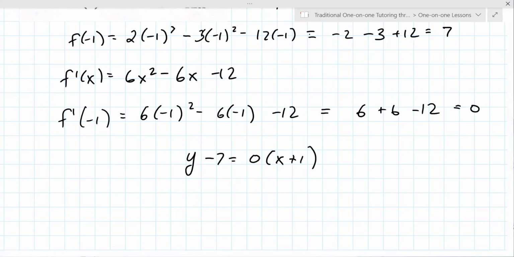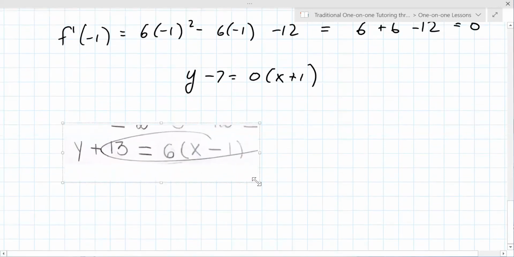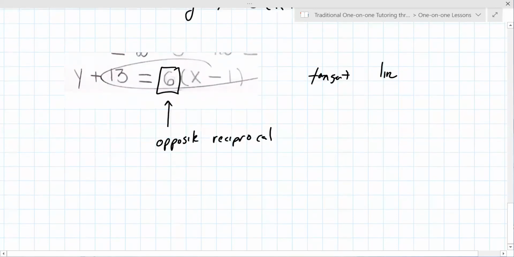Yeah. Okay, so let's just say you did this problem the way it was originally intended, and you got this as your tangent line right here. If this is the tangent line, the only thing that changes with the normal line is this right here. You have to do the opposite reciprocal. So this becomes -1/6. The rest of it is exactly the same.